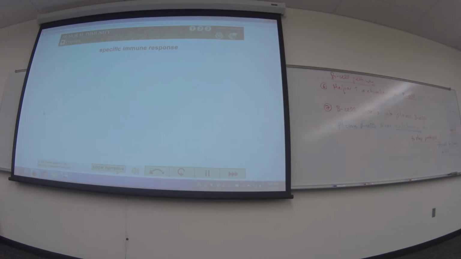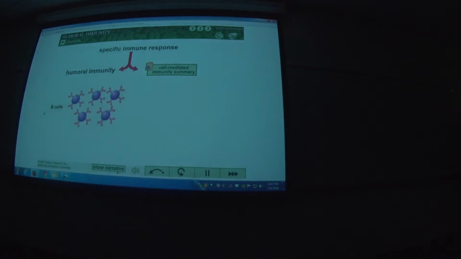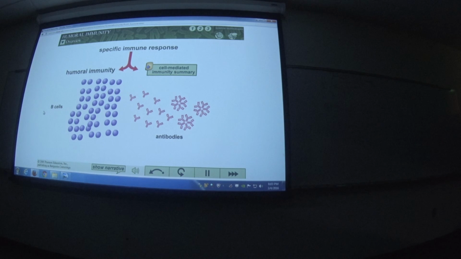The specific immune response is divided into two categories: humoral immunity and cell-mediated immunity. A humoral immune response consists of the activity of B cells and the antibodies they produce.